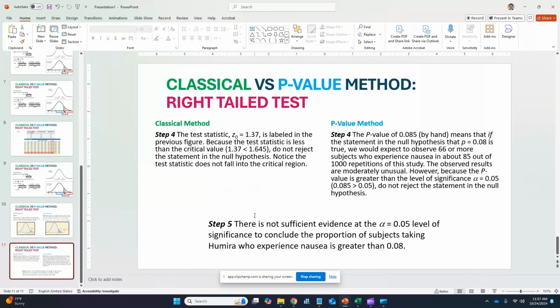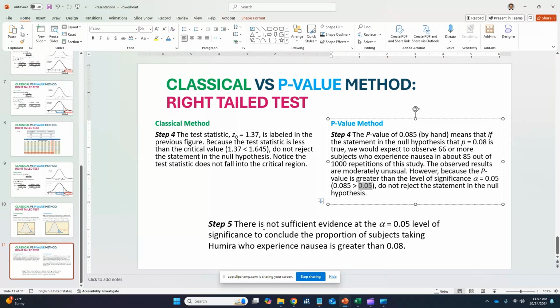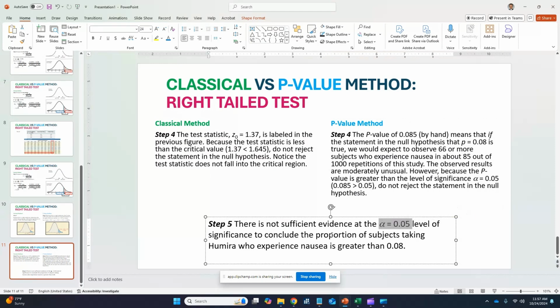So in conclusion, we say that at alpha equals 0.05, there is not sufficient evidence at the 0.05 level of significance to conclude that the proportion of subjects taking Humira who experienced nausea is greater than 0.08.